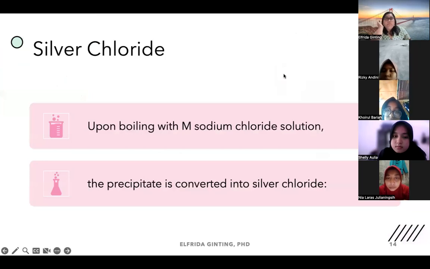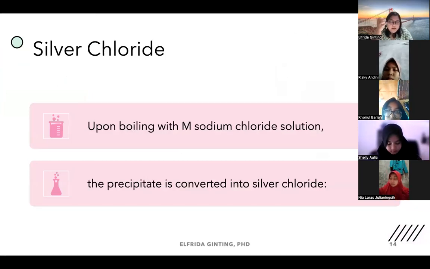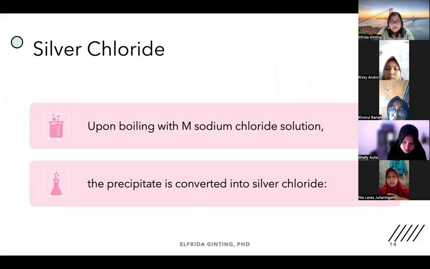Now, let's recall that at the beginning we said that a dilute sodium chloride solution won't be able to dissolve silver thiocyanate, right? But if we mix silver thiocyanate with sodium chloride and then heat it until boiling, then we will have a silver chloride precipitate.